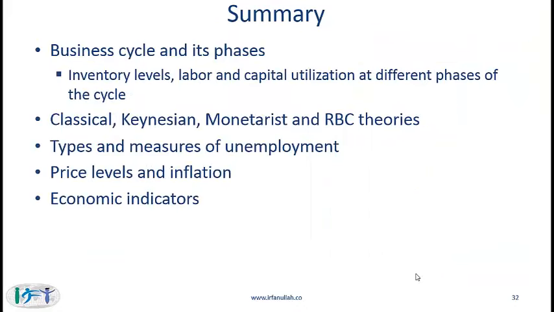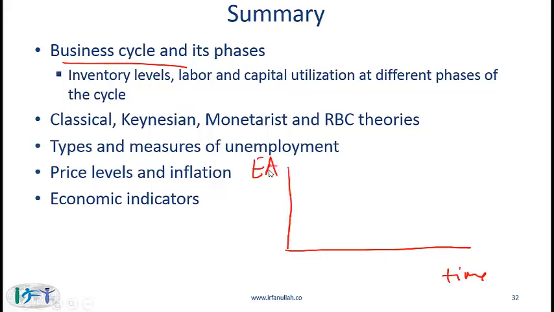Let us now summarize what we have learnt in this reading. The first point was related to the business cycle and its phases. If we have time on the x-axis and economic activity on the y-axis, then we can say that there is an overall trend related to the business cycle. In this example, the overall trend is upwards. The actual GDP or the real GDP, the real output will cycle around that particular trend.